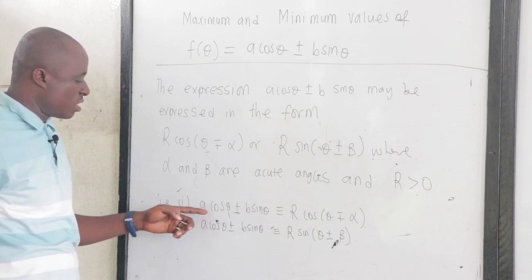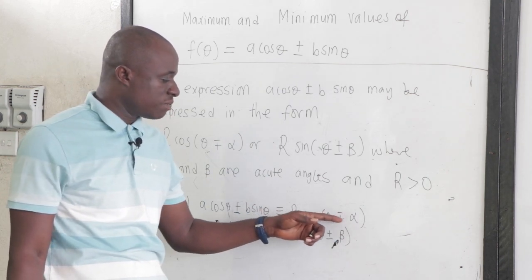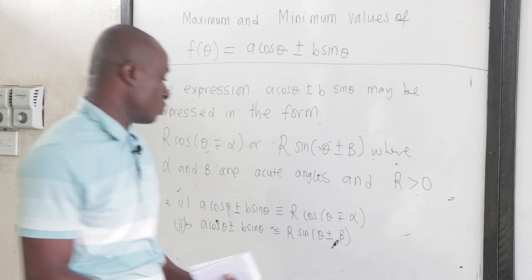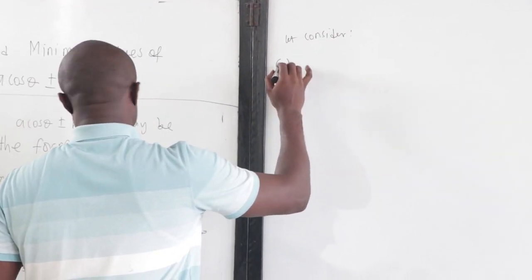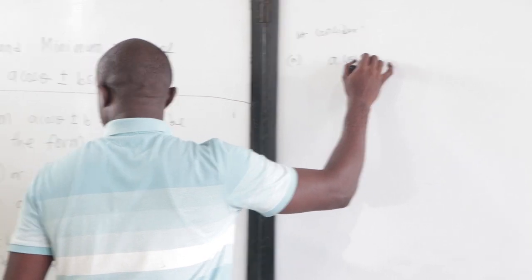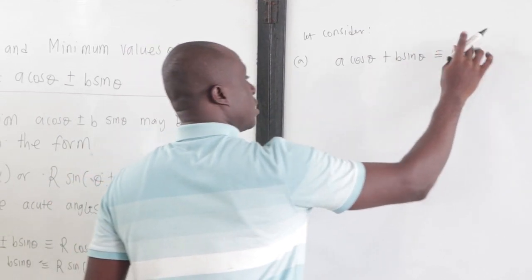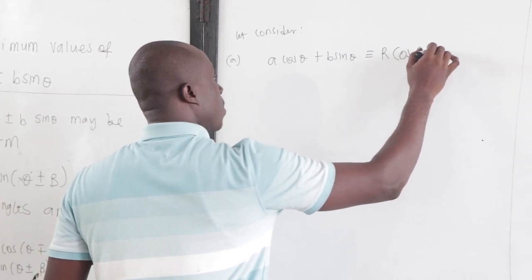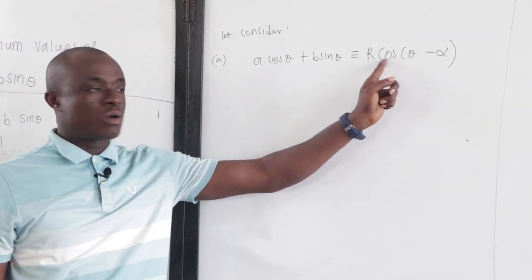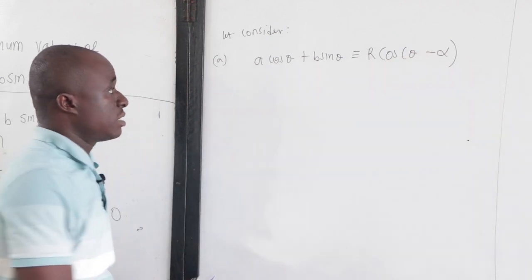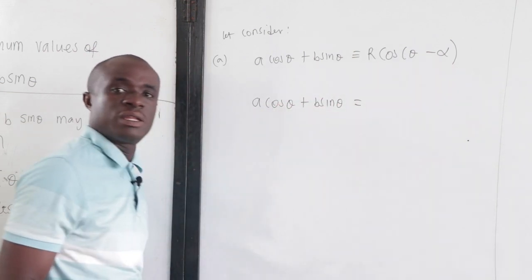Now, in our first instance, we have a cos theta plus or minus b sin theta, and this can be expressed in the form r cos of theta minus or plus alpha. Now, let's consider the first one. Let's suppose a cos theta plus b sin theta, and let's express it in the form r cos of theta minus alpha. If you are considering cos, then whatever is here should be minus. Now, let's expand this, let's factorize this.